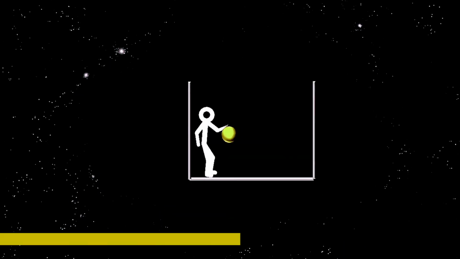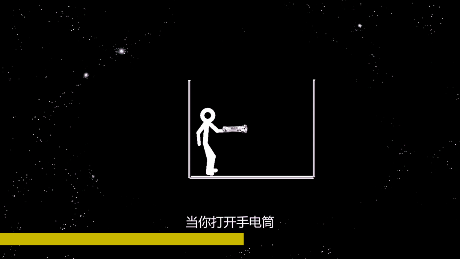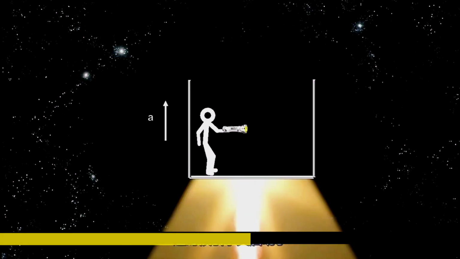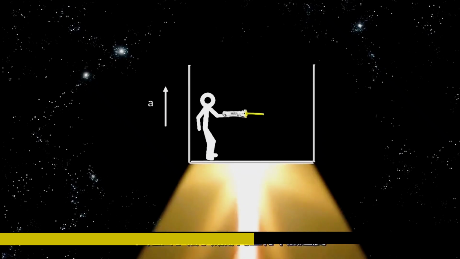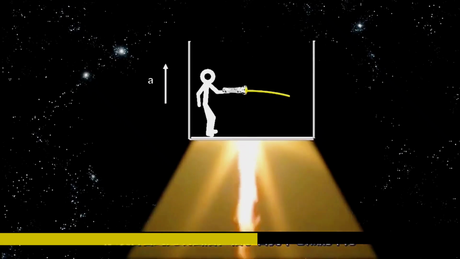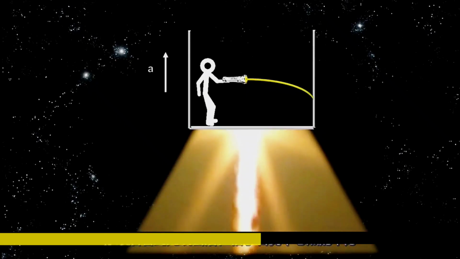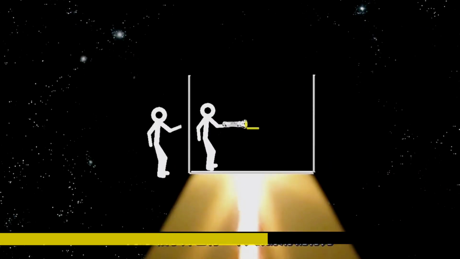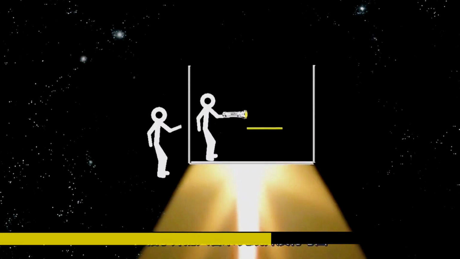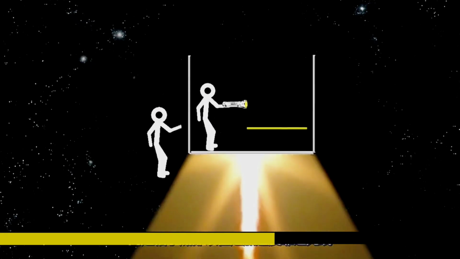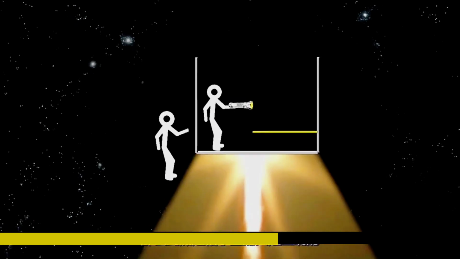Now, let's say the thruster stops, and you're weightless again. You turn on a flashlight, aiming the beam at a point on the box's right wall. If the thruster restarts, accelerating the box upward, the light beam appears to curve downward, landing below your target. Inside, you see a curved path. Outside, an observer sees the light moving straight, but the box's acceleration makes it seem curved to you.